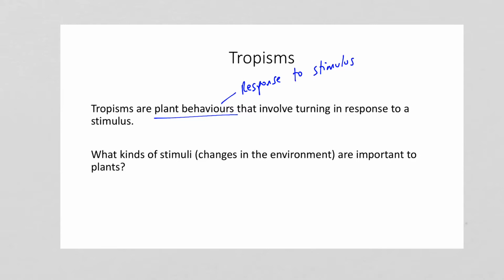They can move. They can move by turning their leaves. They can turn their flowers. They can grow towards or away from things. So have a quick think, what kinds of stimuli or changes in the environment are important to plants? What are things that they might want to grow towards or away from? Have a quick think, maybe write some ideas down.